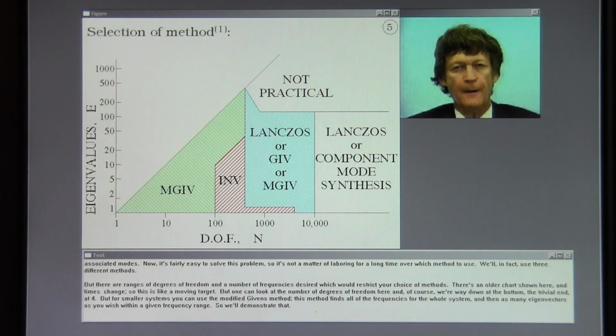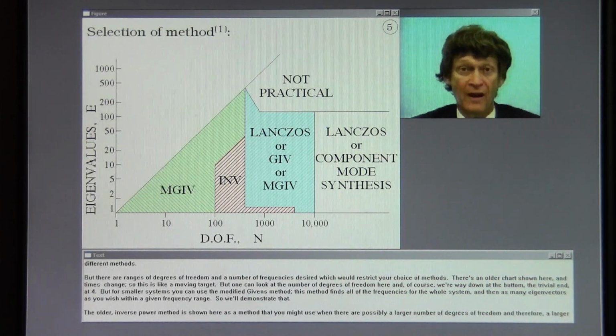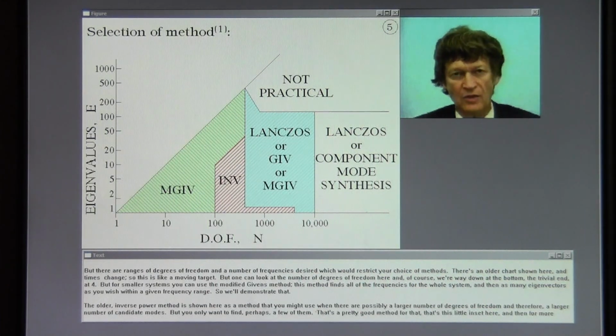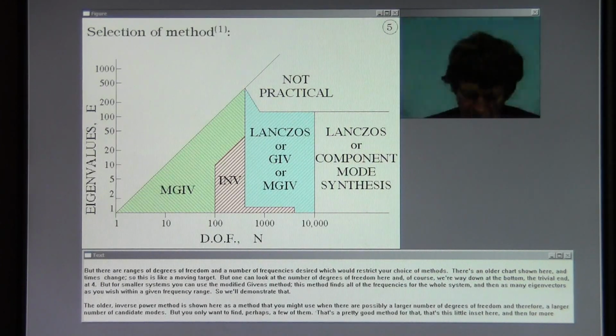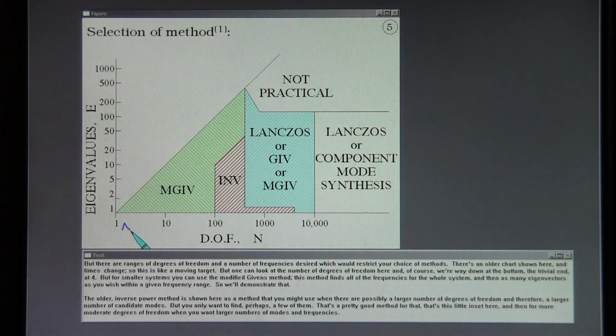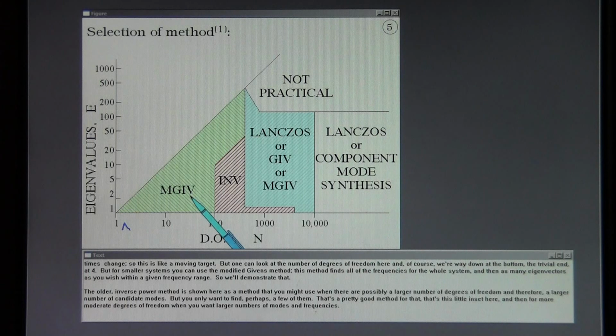Now, it's fairly easy to solve this problem, so it's not a matter of laboring for a long time over which method to use. We'll in fact use 3 different methods. But there are ranges of degrees of freedom and number of frequencies desired which would restrict your choice of methods. There's an older chart shown here, and times change, so this is like a moving target, but one can look at the number of degrees of freedom here, and of course we're way down at the bottom end, at the trivial end at 4. But for smaller systems, you can use the modified Givens method. This method finds all of the frequencies for the whole system, and then as many eigenvectors as you wish within a given frequency range. So we'll demonstrate that.